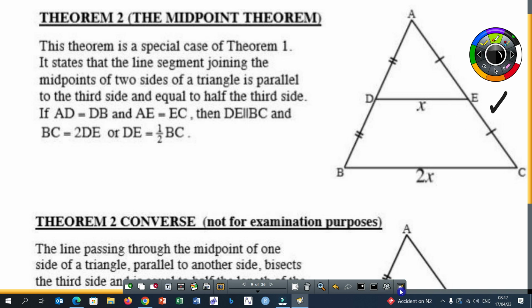Midpoint theorem. So the reason for this one here, you just write midpoint theorem. That's your reason. Whenever you see a diagram whereby two sides of a triangle are bisected, the reason you can give there is the midpoint theorem.